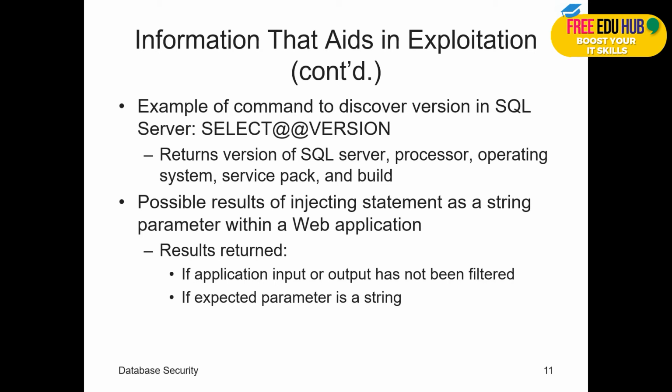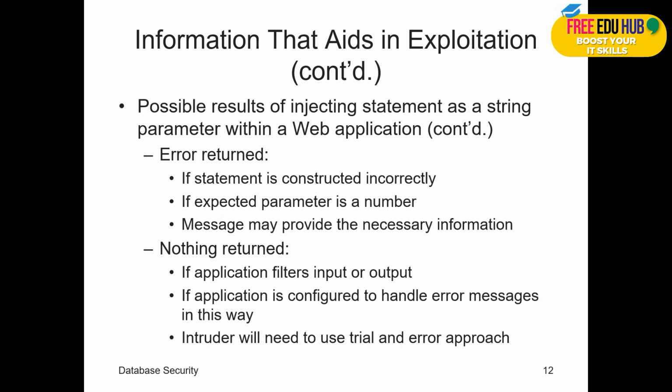A possible result of injecting a statement as a string parameter within the web application is that the application input and output have not been filtered. As we discussed in the previous chapter, input and output should be filtered before the information is passed on to the database or before it is passed on to the screen, if the expected parameter is a string. Now, a possible result of injection is error handling also.